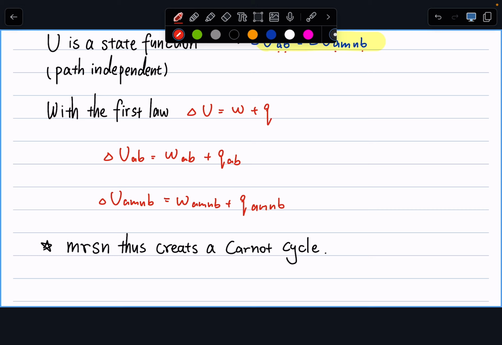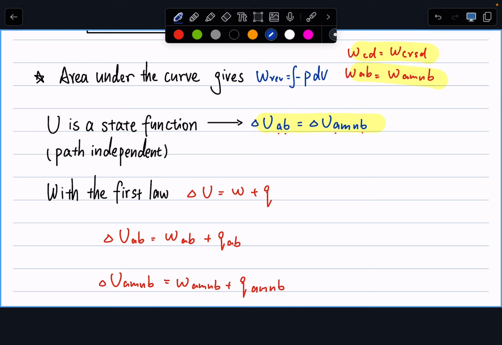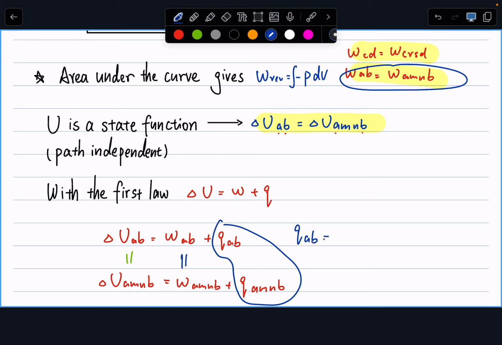With me so far, just using the first law of thermodynamics. For any path we defined, the total delta U is the same, and then the work and the Q are defined based on the path they're taking. Since in our first part we went over the derivation to set W_AB equal to W_AMNB, and using the state function, the change of internal energy AB equals the change of internal energy AMNB, these two together tell us we must have Q_AB equals Q_AMNB.